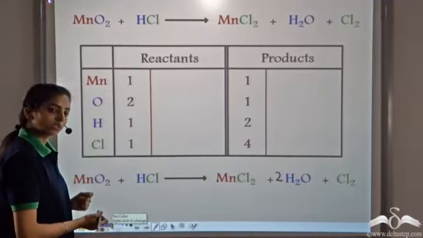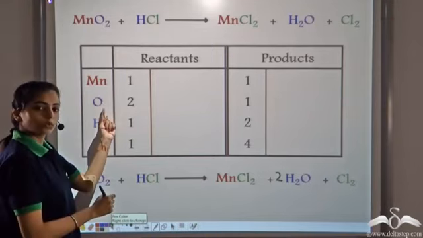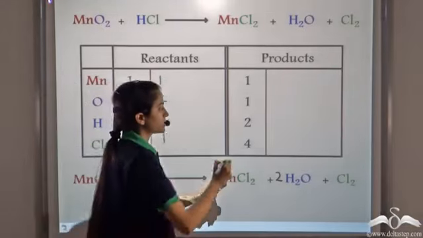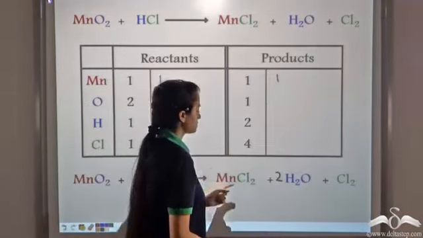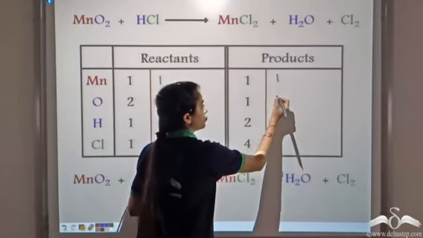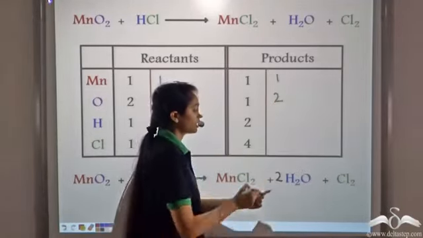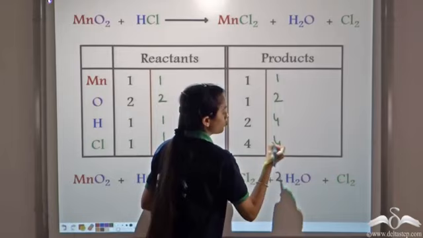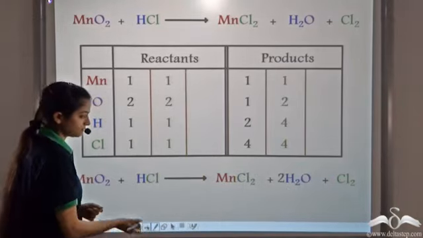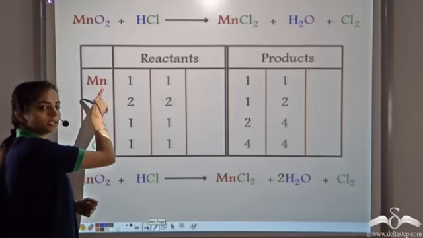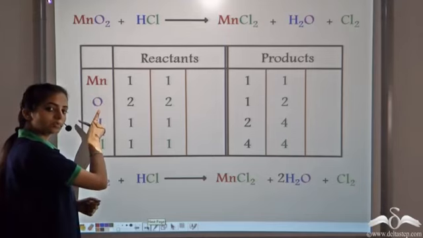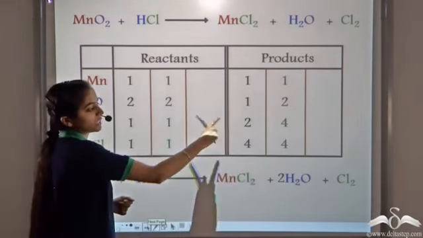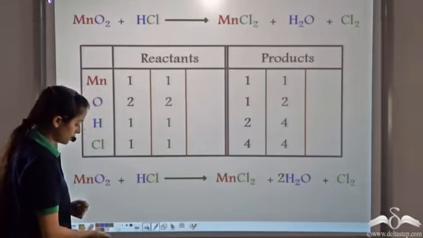So now if we count the number of atoms, we have made no change on the reactant side. So this remains the same. And on this side we have 1 atom of manganese. We have 2 into 1, 2 atoms of oxygen. We have 2 into 2, 4 atoms of hydrogen and 2 plus 2, 4 atoms of chlorine. Now manganese is balanced, oxygen is balanced, hydrogen on the reactant side we have 1 atom, on the product side we have 4 atoms. So let's balance hydrogen.